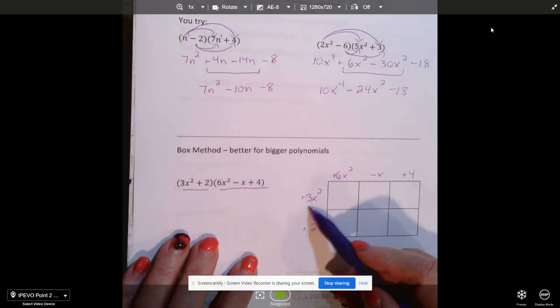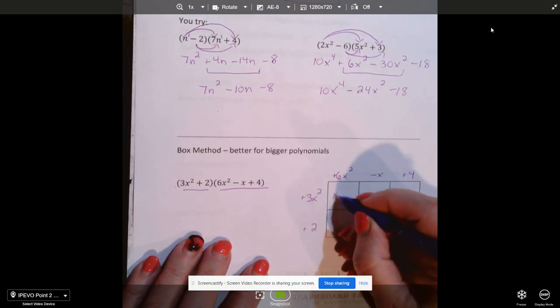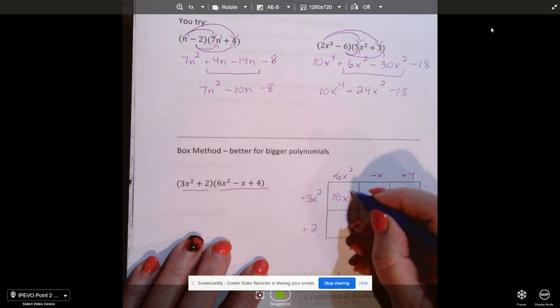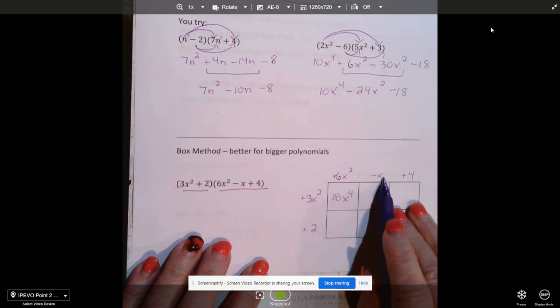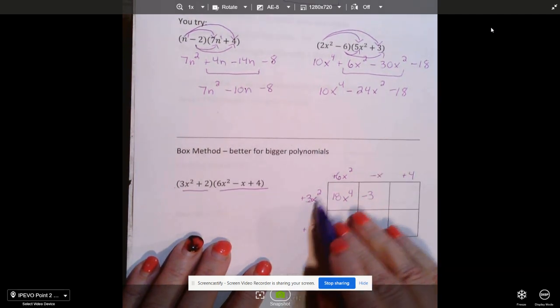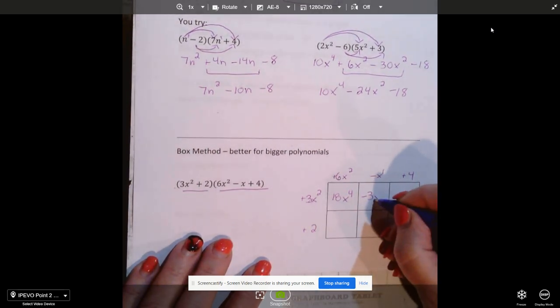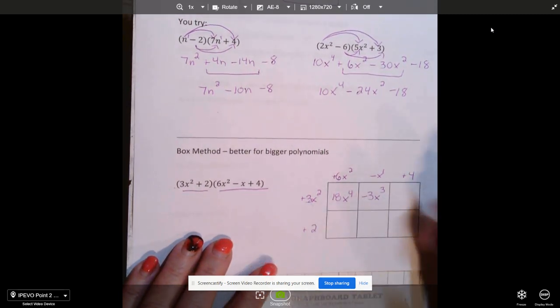And then you just multiply all the boxes together. So 3 times 6 is 18. X squared times x squared is x to the 4th. 3x squared times a -x, well, 3 times a -1 will be a -3. X squared times x to the 1, remember there's really a 1 there, will be x to the 3rd. And 3x squared times 4 will give me 12x squared.